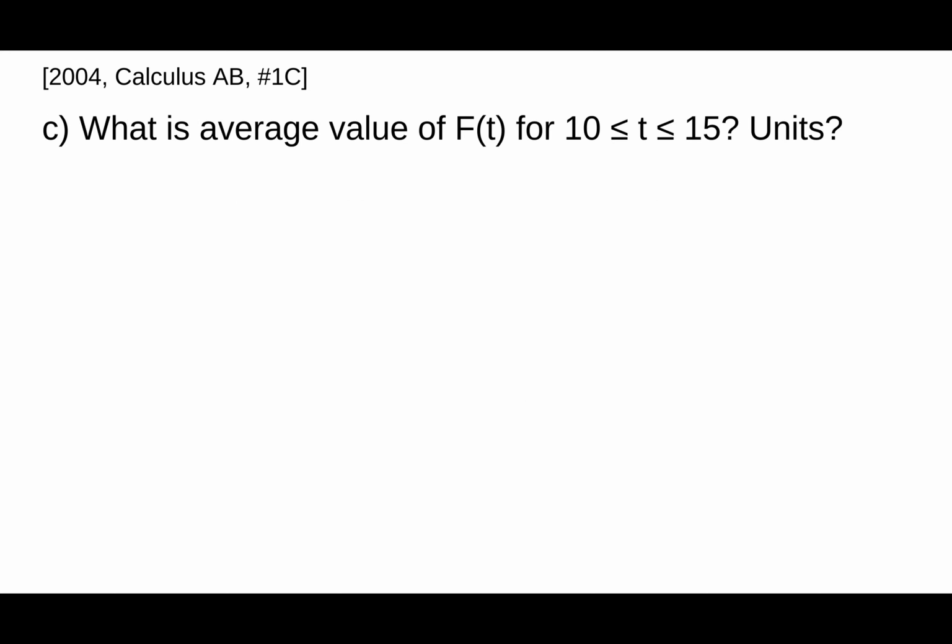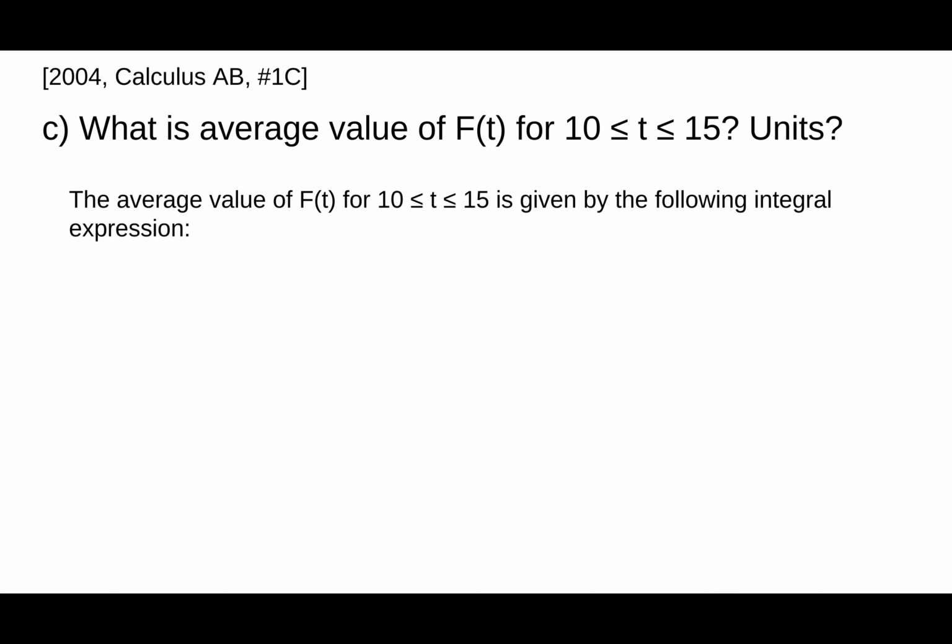In part C of this question, we are asked to find the average value of f of t over the interval from 10 to 15 minutes and provide the units. Well, the average value of f of t over that interval can be found again using an integral. We just use the formula for average value of a function. So that'd be 1/5, because 15 minus 10 is 5, times the integral from 10 to 15 of our f of t function, which is 82 plus 4 times the sine of t over 2 dt.